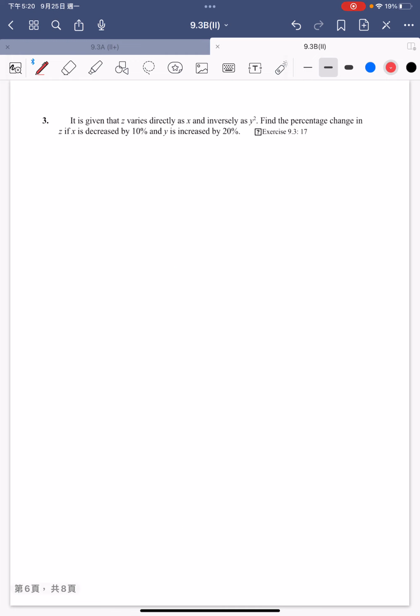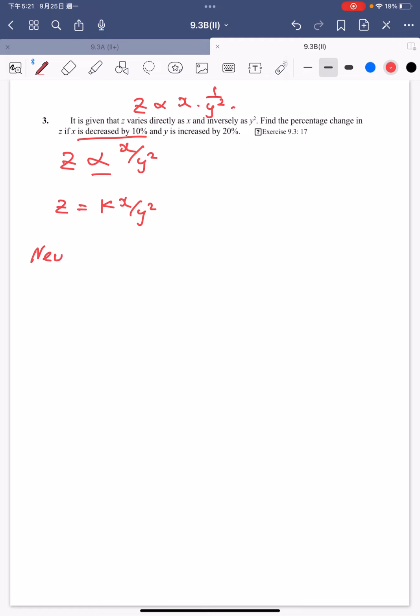Question 3 is saying that z varies directly as x and inversely as y squared, so we have 1 over y squared. Combining them, z is proportional to x over y squared. Change the proportional sign to equal to k, then z is equal to kx over y squared. Now they're saying that x is decreased by 10%. So the new x is equal to the original x times 1 minus 10%, which is equal to 0.9x.